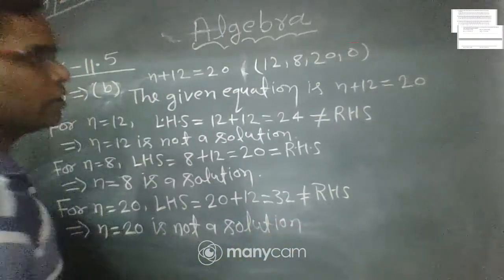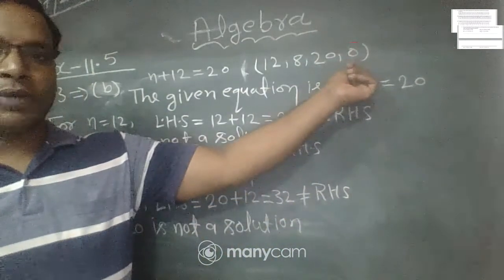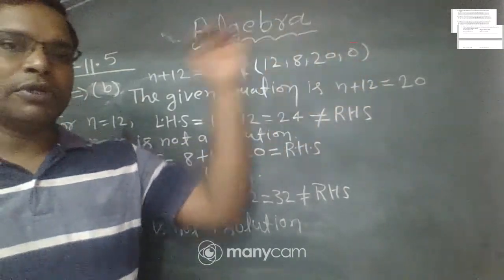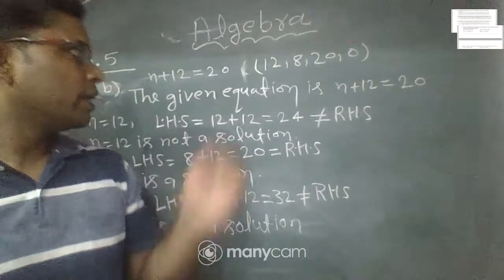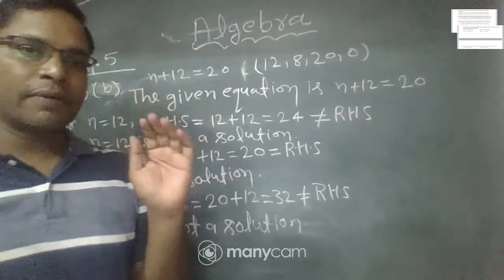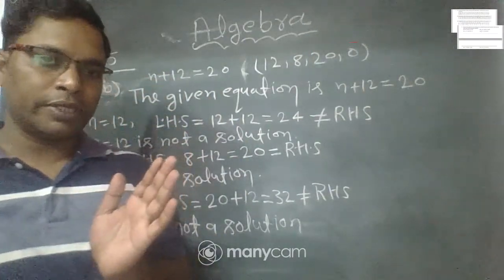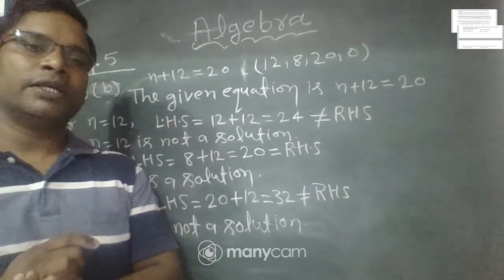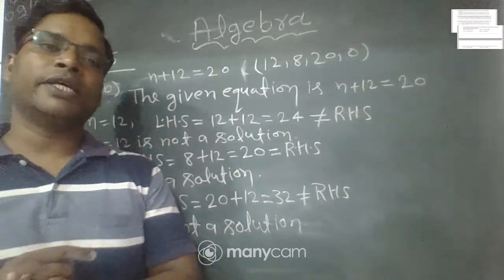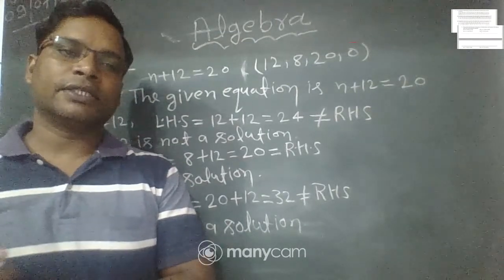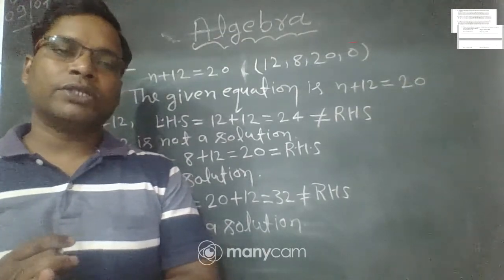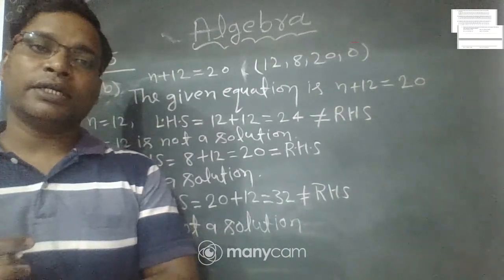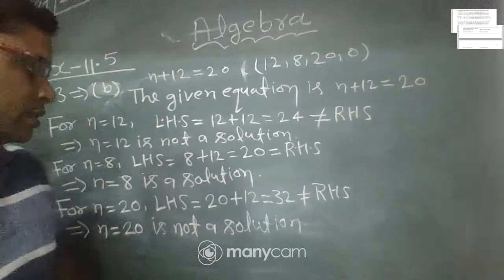Okay, now the last value, n is equal to 0. We put the value of n as 0 in the left hand side. If the left and right are equal, then you can say n is equal to 0 is a solution. If they are not equal, then you can say n is equal to 0 is not a solution of the given equation.